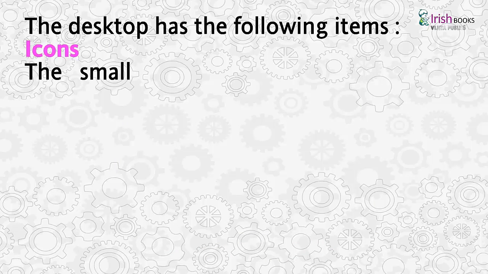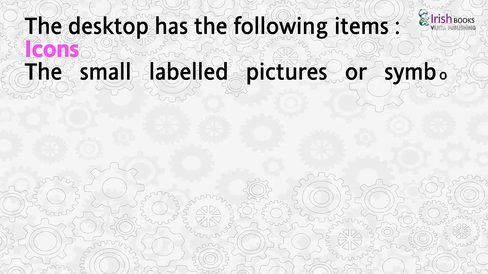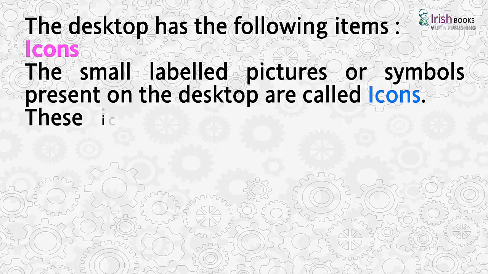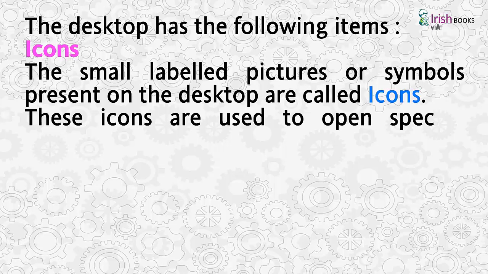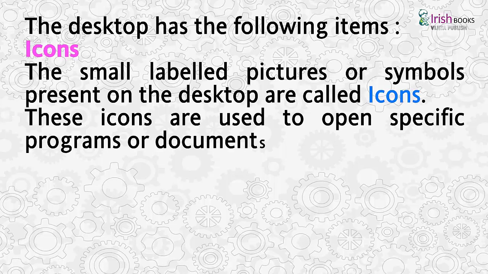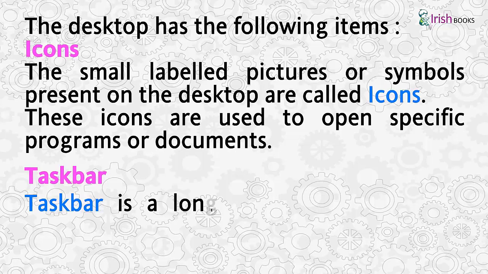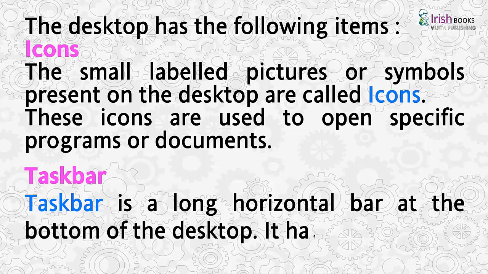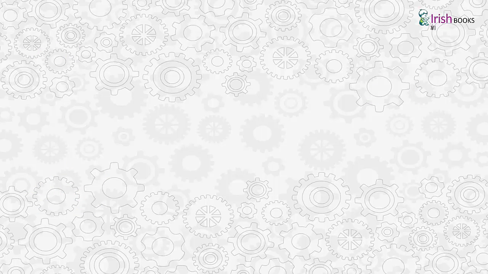Icons. The small labeled pictures or symbols present on the desktop are called icons. These icons are used to open specific programs or documents. Taskbar is a long horizontal bar at the bottom of the desktop. It has the Start button on the extreme left side.